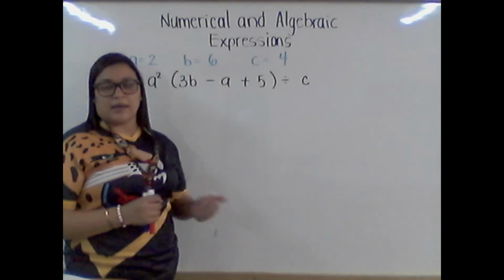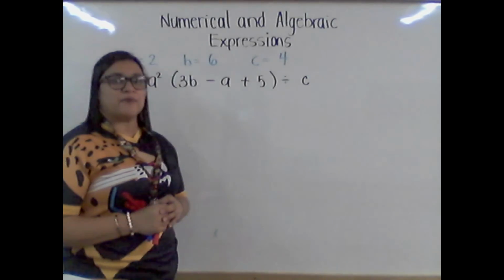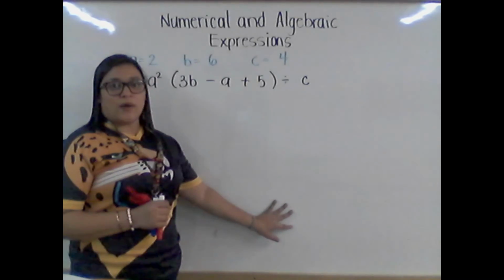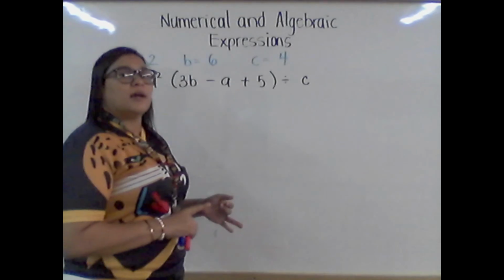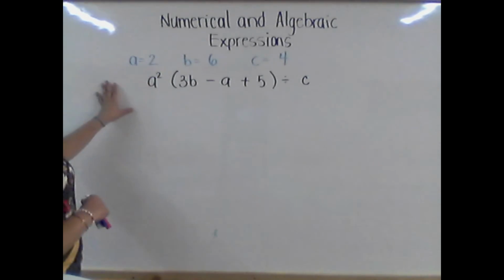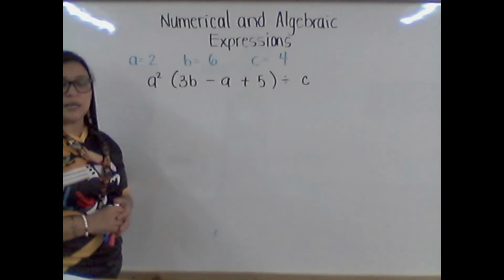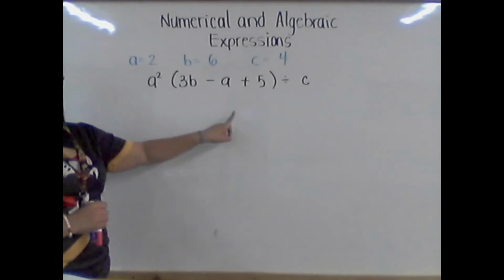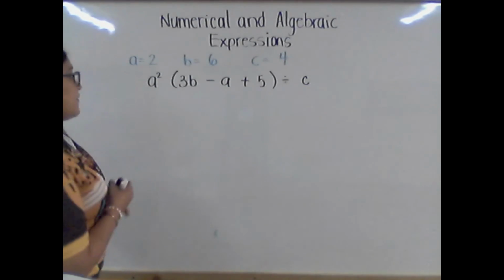So we did examples for numerical expressions. Now we will do an example for an algebraic expression. Like we already know, algebraic expressions are those that involve operations, integers, and also variables. So here, when we evaluate an algebraic expression, this basically means that we are going to substitute the variables, in this case A, B, and C, for their given values.